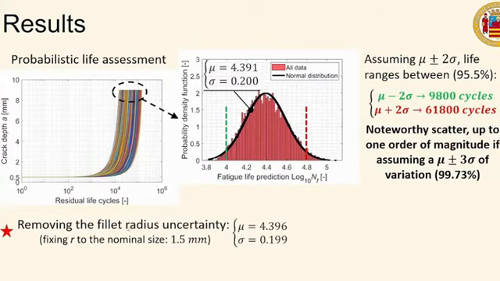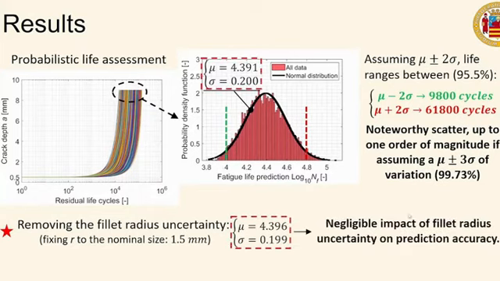Then we performed a sensitivity analysis. We removed the fillet radius uncertainty, so we fixed the R value to 1.5. And we derived that it induces a negligible impact on the life prediction accuracy.